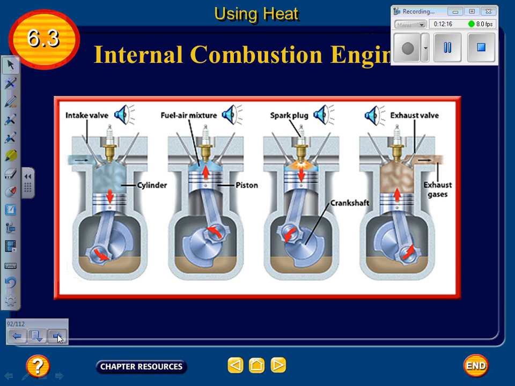This is a graphic of an internal combustion engine. The intake valve opens as the piston moves downward, drawing a mixture of gasoline and air into the cylinder.